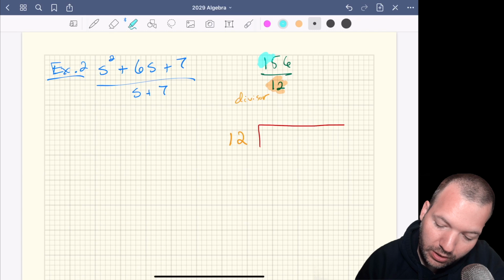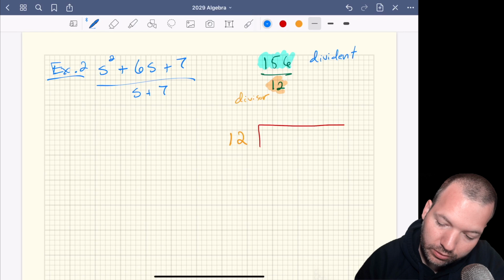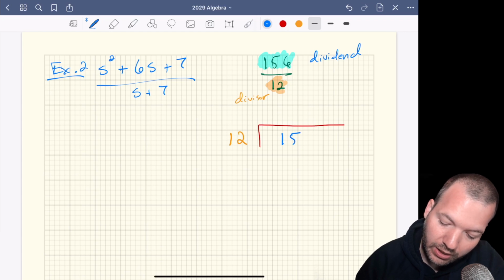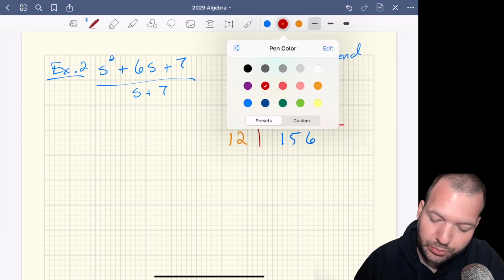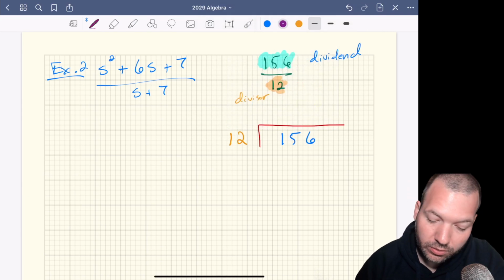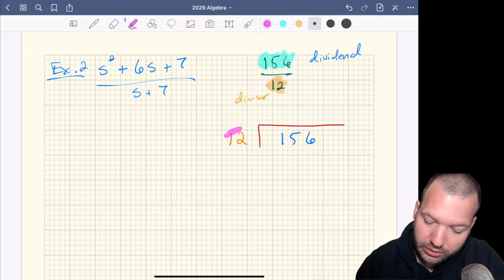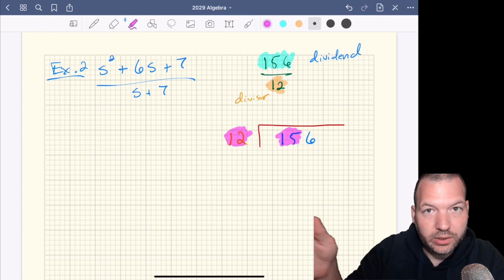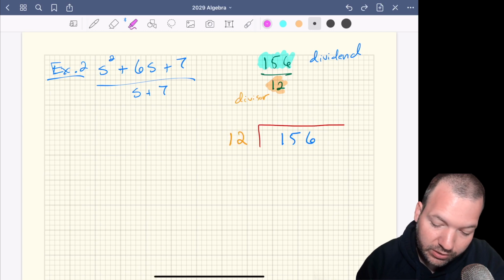And then this part up here is what we call a dividend. And no, not dent, not Harvey Dent, dividend, right? And then the dividend goes on the inside of the house. And then we do this process. We ask ourselves, well, how many times does 12 go into, say, 1? Well, obviously the answer is it doesn't, right? And so then we move over and say, well, how many times does 12 go into 15? So we kind of isolate the numbers as we go. And that we have an answer to, right? 12 goes into 15 one time.